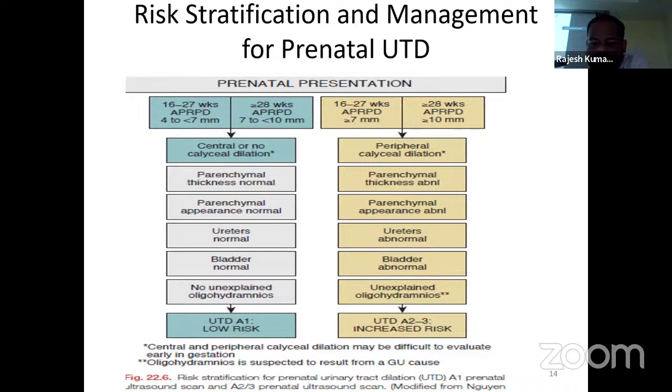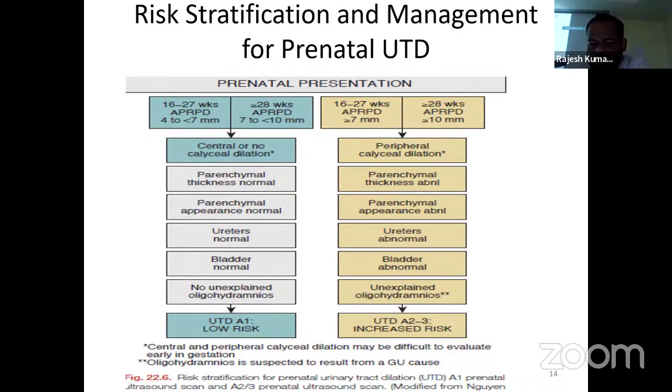And the increased risk group of UTD is UTD A2 and A3, when the prenatal presentation is an anterior posterior diameter of more than 7 mm in the second trimester and more than 10 mm in the third trimester, with other parameter abnormalities like peripheral calyceal dilatation with parenchymal thickness abnormality, abnormal ureter finding, abnormal bladder finding, and unexpected oligohydramnios also present.